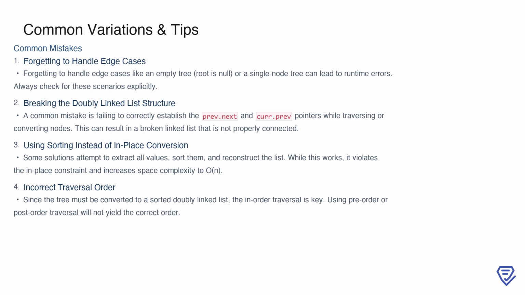Additionally, some solutions mistakenly extract all the values from the tree, sort them, and then reconstruct the linked list. While this approach might work, it violates the in-place conversion requirement and increases the space complexity to O(n). Lastly, using the wrong traversal order can lead to an unsorted list. Since this is a binary search tree, in-order traversal is essential to ensure the nodes are processed in sorted order. Pre-order or post-order traversal would not achieve the correct result here.